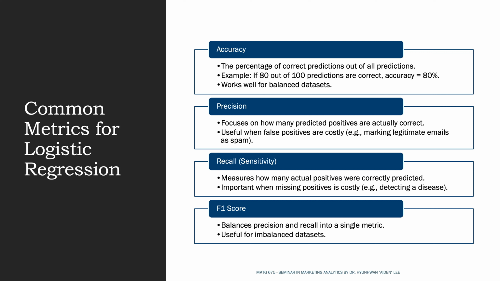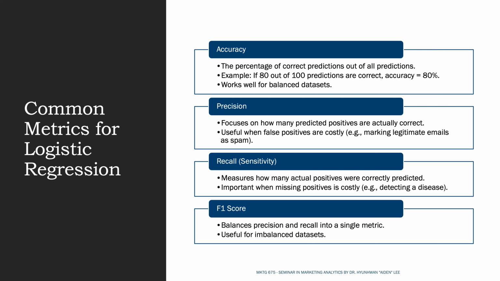First is accuracy. Accuracy is simply the percentage of all predictions that are correct. If the model makes 100 predictions and 80 of them match the true label, the accuracy is 80%. This is a good summary number when the classes are fairly balanced.